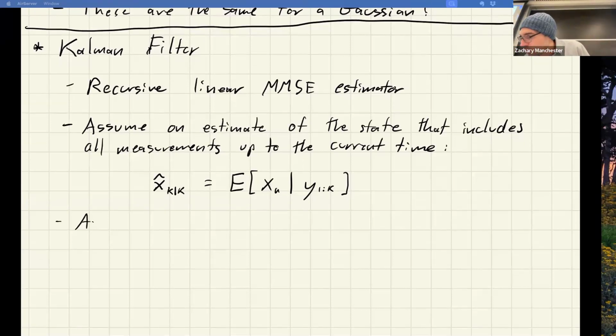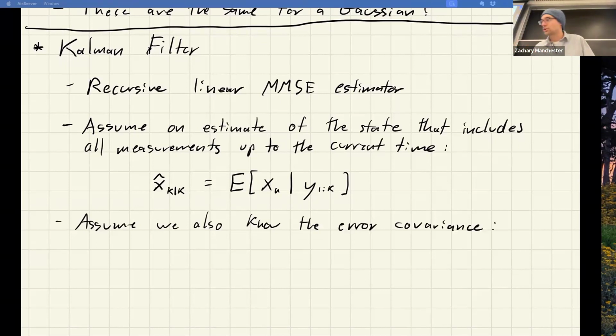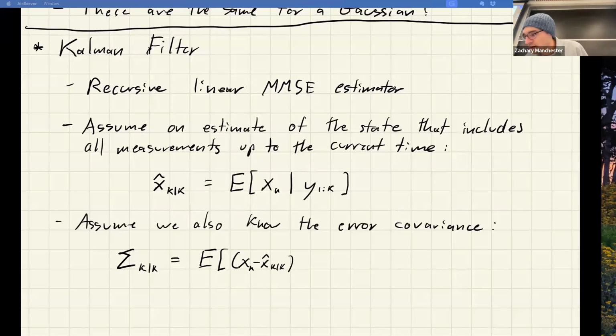And similarly, we're going to also assume we know the covariance on this state, the error covariance. Another way of saying this is we're assuming Gaussian beliefs over the state, right? So we just assume we know the Gaussian distribution on the state. So this we're going to write as big sigma, our state covariance. And same deal, we're going to write it like this, k given k. And this is going to be the expectation of x minus x hat, times its outer product, at k given k. Cool. So that's our shorthand.